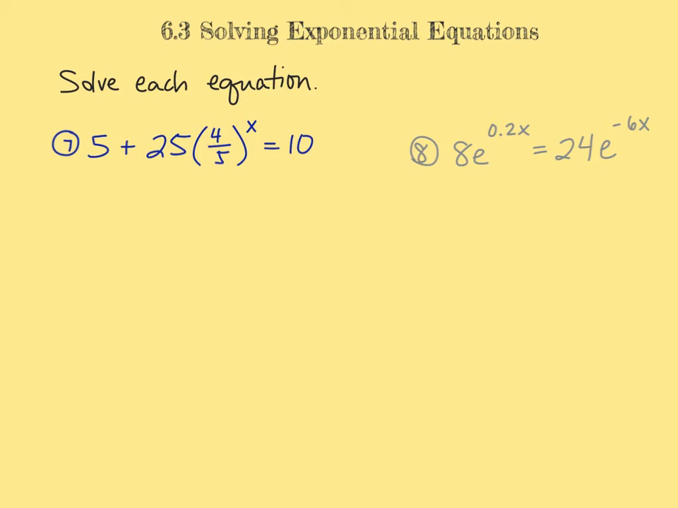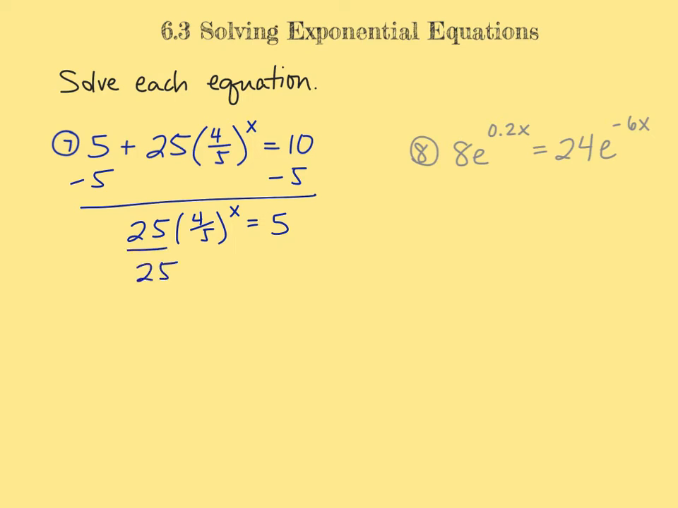Problem 7 looks a little different from what we've seen, only because we have 3 terms here, but we can very easily get this back to power equals power by subtracting 5 from both sides to start. Once we do that, we'll have 25 times 4/5 to the x equals 5. Then we can get rid of that 25 on both sides by dividing by it. We can do this because this 25 is not being raised to the x. So we'll divide both sides by 25. In doing that, we'll have 4/5 to the x equals 1 over 25, which is 1/5.